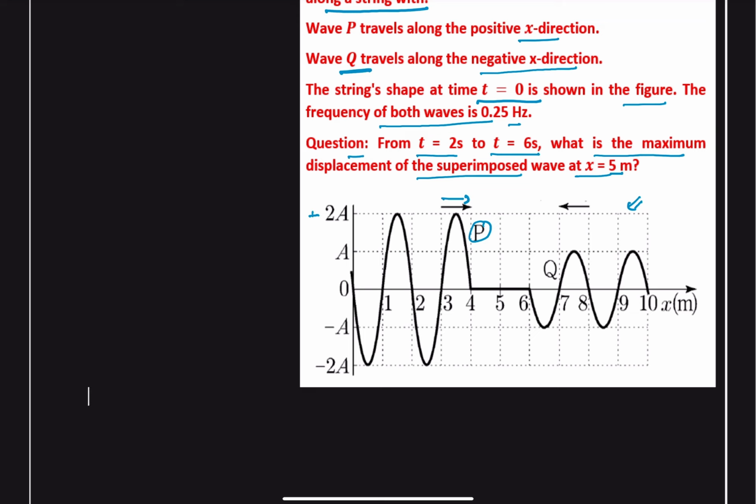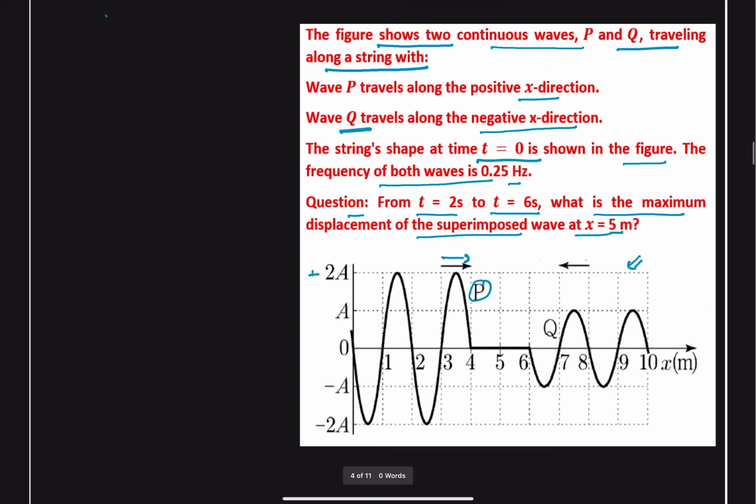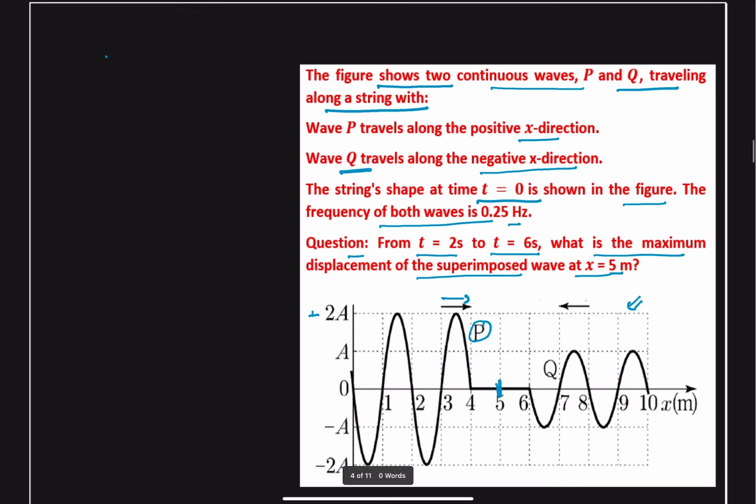So in this case we are going to find out the maximum displacement of the superimposed wave. Basically means whether there will be constructive interference or destructive interference at x equal to 5 meter here. Okay. So if we start from there only, that the traveling waves are in opposite direction.